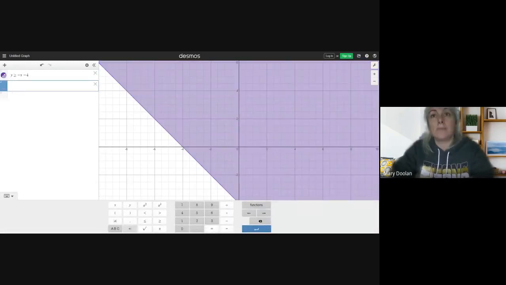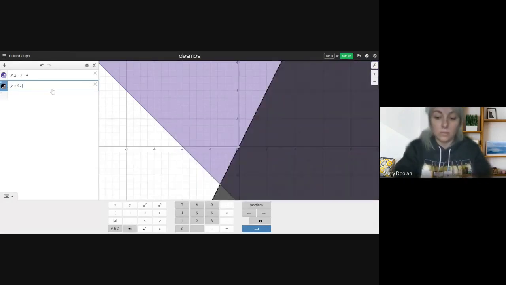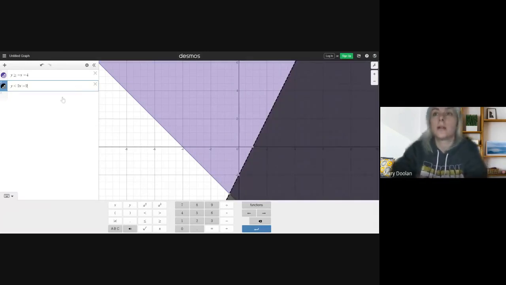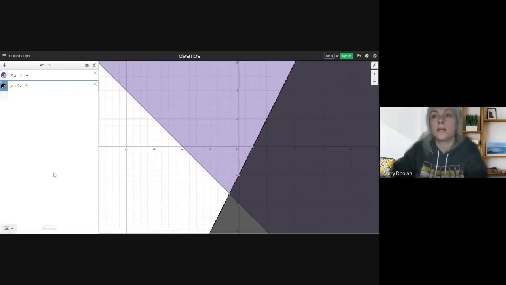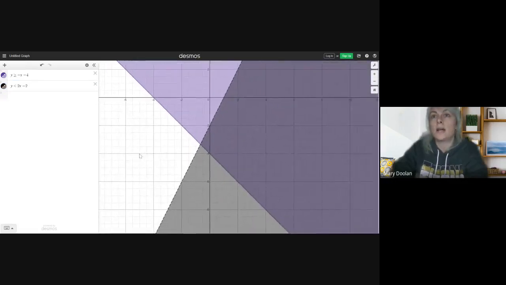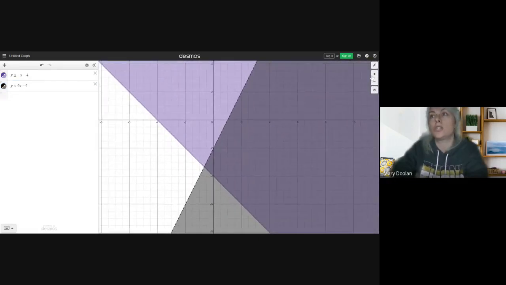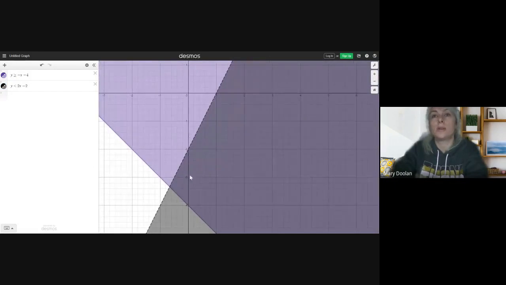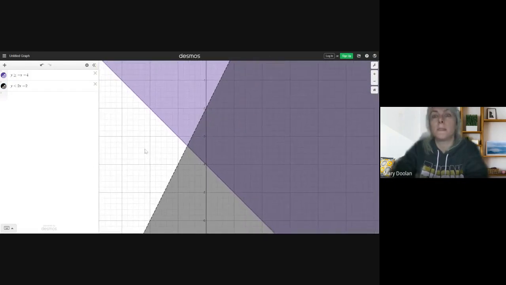I need to now type the other inequality, which is y is less than 2x minus 2. All right, and it used kind of a gray color for me this time. And you can always drag your image around. You can change the zoom if you want to go by increments of 1. You can zoom in 1 time.